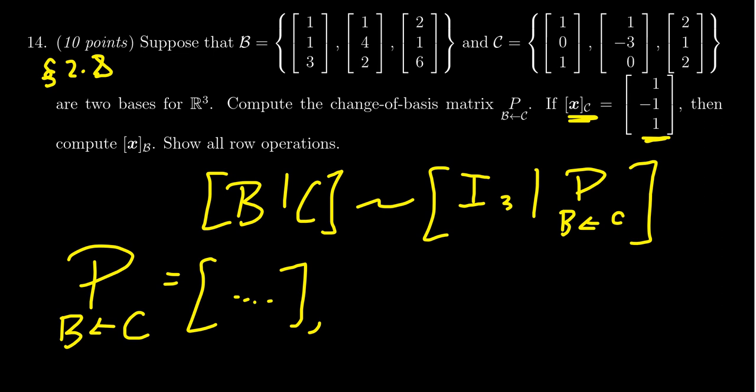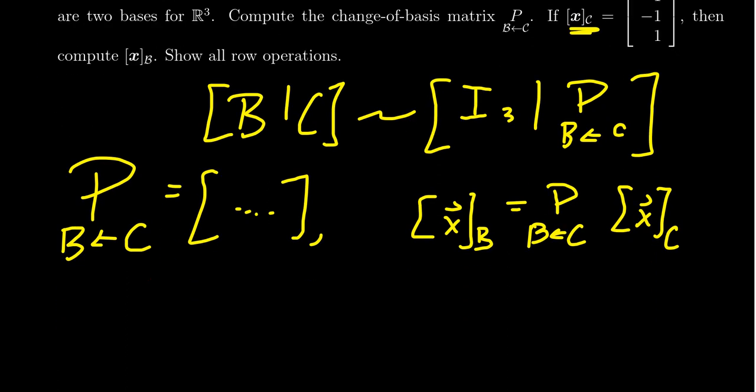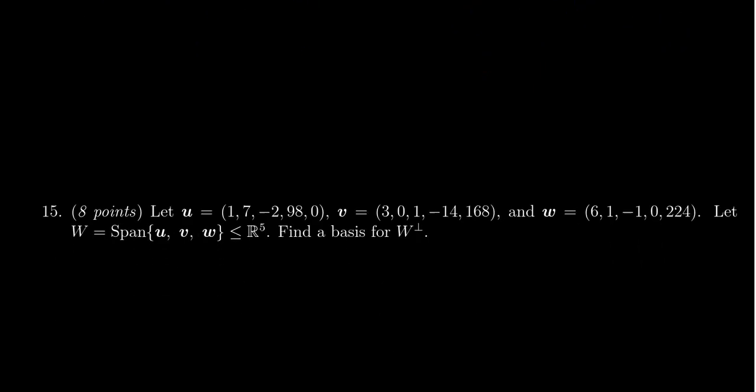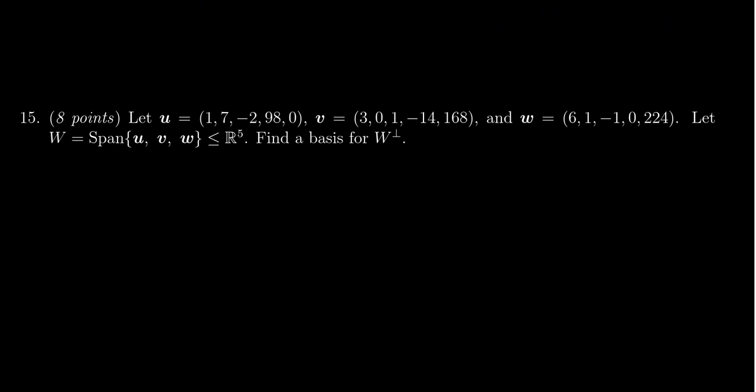And so be aware that x in b coordinates is going to equal the change of basis matrix as you switch from c to b when you multiply it by c coordinates. So just a very quick calculation once you're going to multiply a matrix by a vector. Nothing too complicated, but don't forget that step. You need to know how to switch from c coordinates to b coordinates if you have the change of basis matrix. All right. And so then the last question, question number 15 right here.